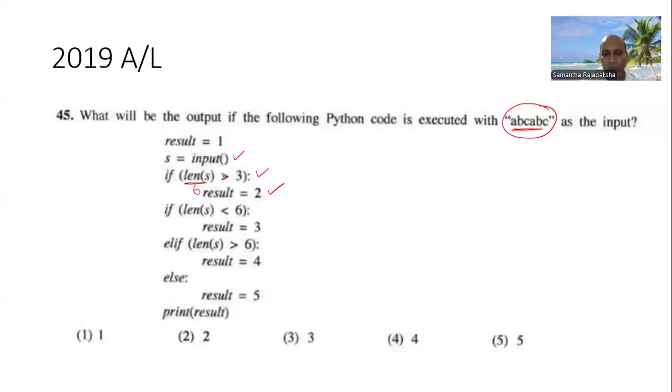This condition is true. If it is true, you just say result equals 2. Now it's a program. Therefore, after you execute this line, you have to come to this line. You check whether 6 less than 6. No, false, you come to here. You check whether 6 greater than 6. No, false, you come to here and execute this. Result equals 5, print that. So the answer is 5. So this is how you should work with the selection in Python.